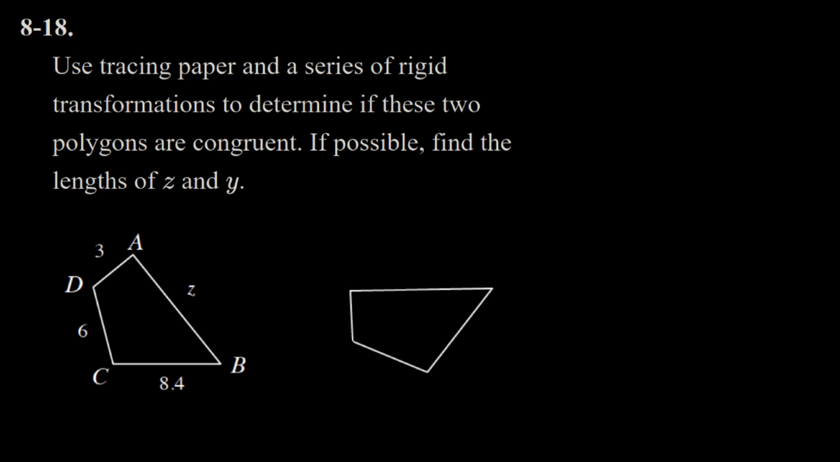Use tracing paper and a series of rigid transformations to determine if these two polygons are congruent, and if possible, find the lengths of z and y.